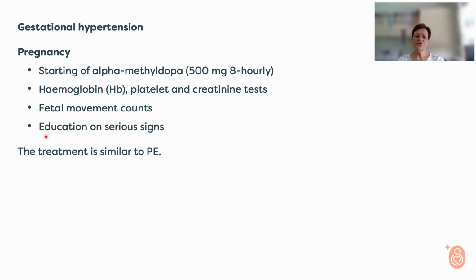But also, to make 100% sure that it's only gestational hypertension and not preeclampsia, it might be a very good idea to do blood tests and determine the HB, the platelet, and the creatinine counts of this mother as well, to make 100% sure that it's not preeclampsia. And then obviously we have already tested the maternal urine for protein as well.